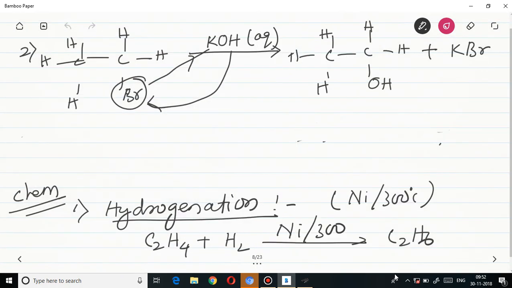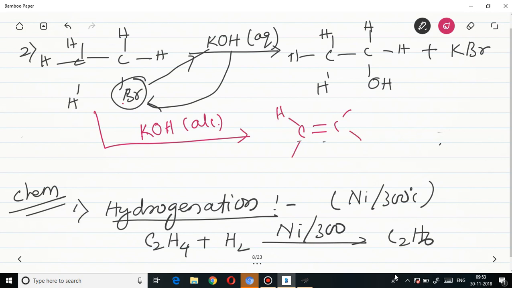We'll go to the next method of preparation. This is the action of KOH aqueous actually. So here alcohol will be prepared, but if I take KOH alcoholic, so alcoholic will only remove, K will remove Br and OH will remove H. So the compound prepared will be C2H4, and K will remove Br, so there will be KBr. OH will remove H, so this will be water.